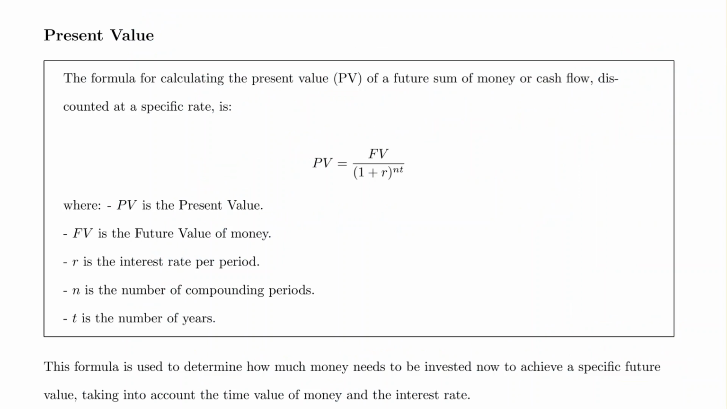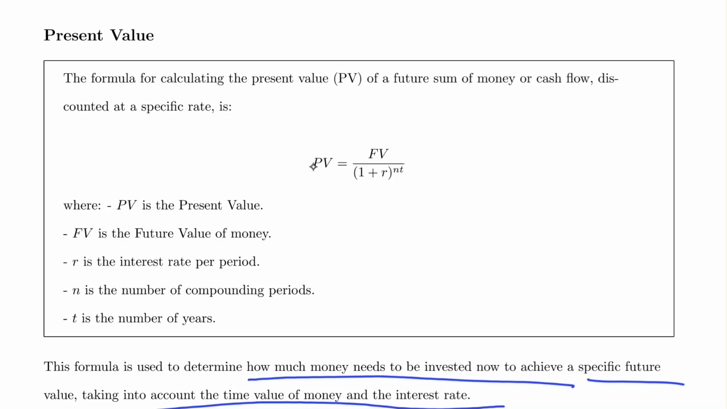So now our next idea is present value. This comes from, suppose you know 10 years in the future I'm going to need $10,000. How much would I have to invest now, at a certain interest rate over 10 years, to become $10,000? So the formula determines how much money needs to be invested now to achieve a specific future value, taking into account the interest rate and the time value.